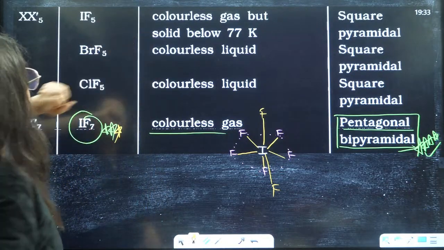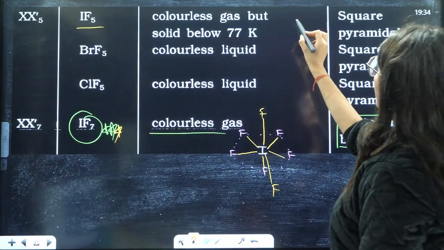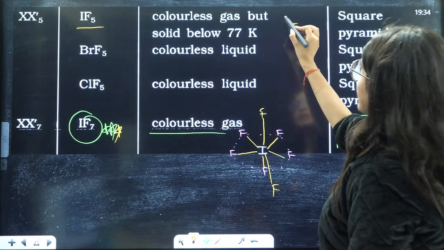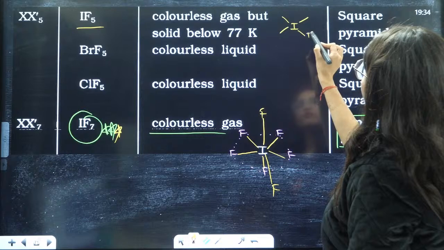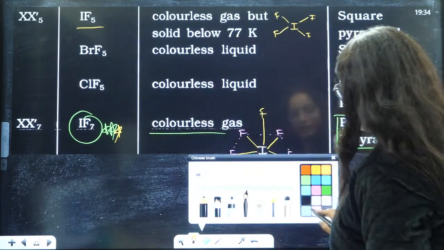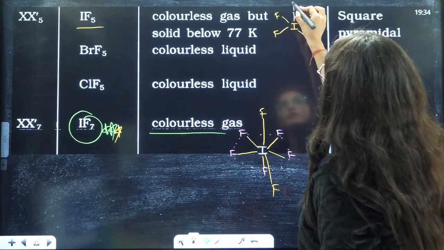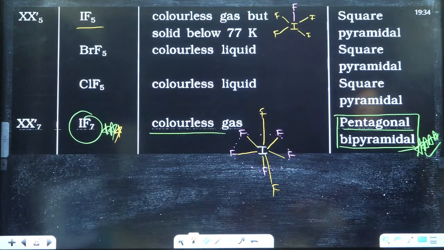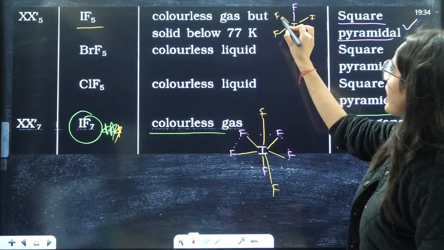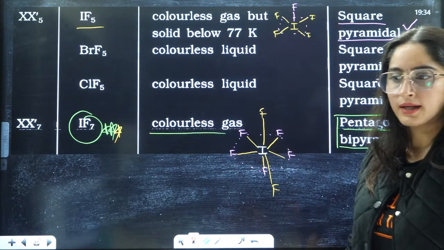Then among all these structures, IF5 exists as square pyramidal. How come it is existing as square pyramidal? You have I here, right? 1, 2, 3, 4 fluorines here. Beta, these structures are very important, okay? They have been asked in your syllabus, in your NEET exam, fluorine, right? Okay, so square pyramidal is the structure. It's a square here and then you have an upper pyramid over here, right?